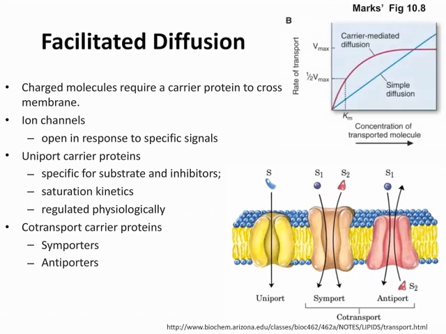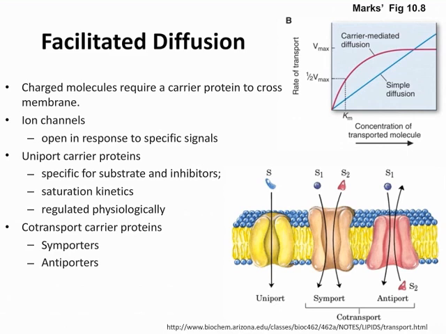So the next one is facilitated diffusion. Remember, we're still going with the concentration gradient, but now we need the help of some sort of transport protein. So anytime you have a charged molecule, you need a carrier protein to help you cross that membrane. So ion channels are going to open in response to specific signals.